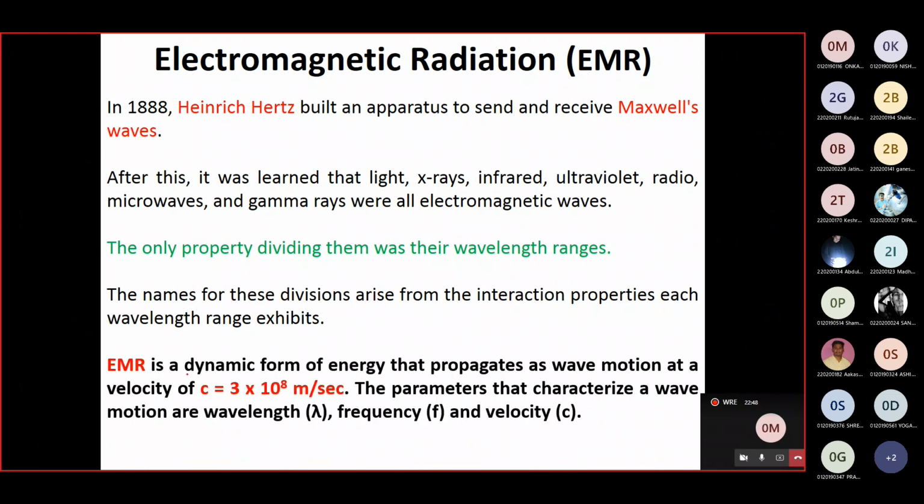This electromagnetic radiation, EMR, is a dynamic form of energy that propagates as a wave motion at the velocity c equal to 3 into 10 raised to 8 meters per second. The parameters that characterize the wave motion are wavelength, denoted by lambda, frequency f, and the velocity c. That is your electromagnetic radiation. So electromagnetic radiation is the dynamic form of energy that propagates as a wave motion at a velocity of c equal to 3 into 10 raised to 8 meters per second.